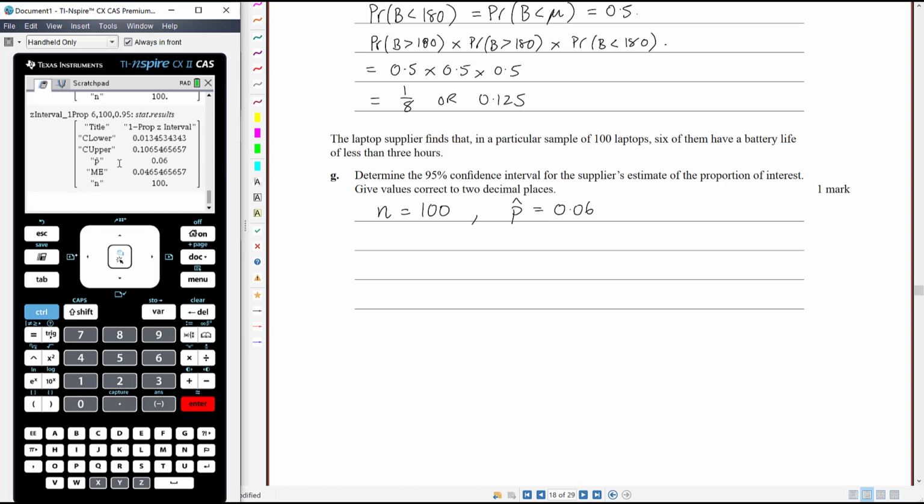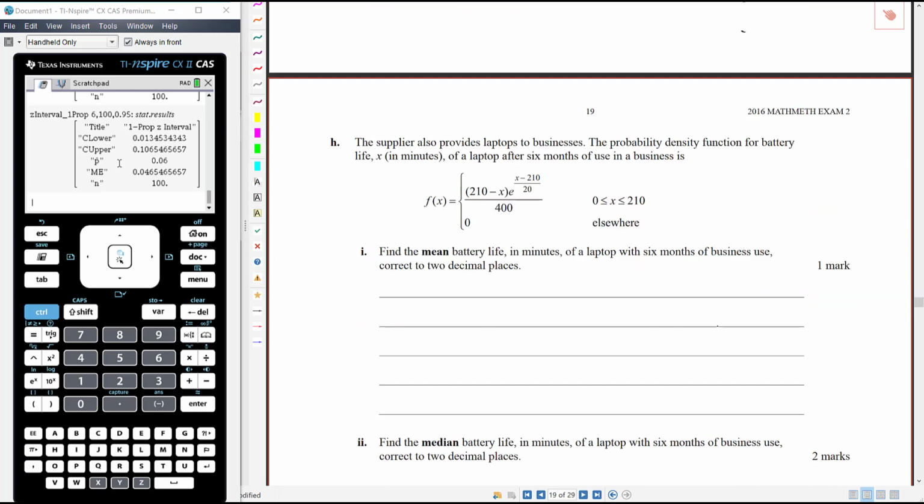So the 95% confidence interval is always given as an inclusive interval from 2 decimal places, so just 0.01 to 0.11 to 2 decimal places. Sorry, it should be a non-included interval. Okay, so there's our 95% confidence interval.